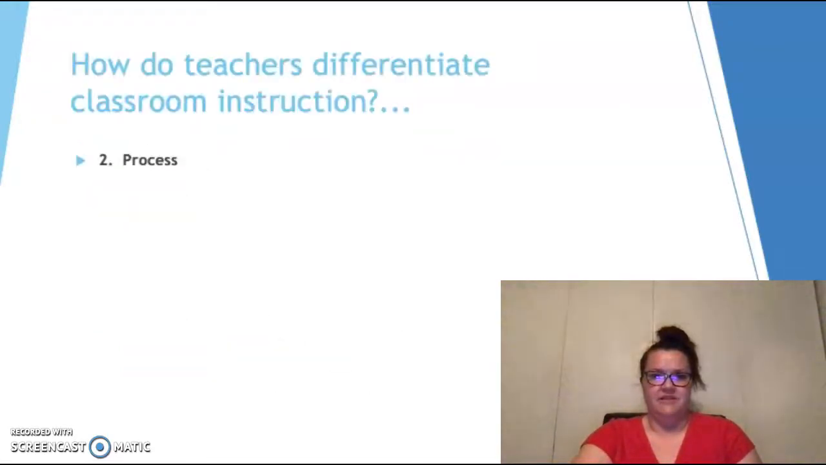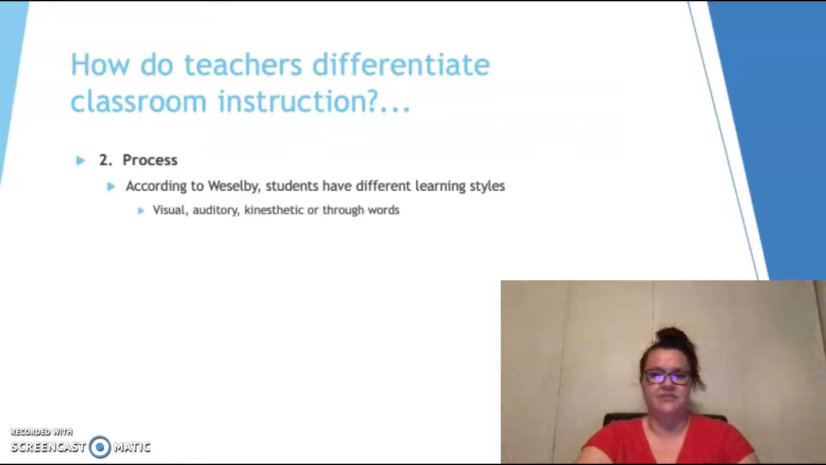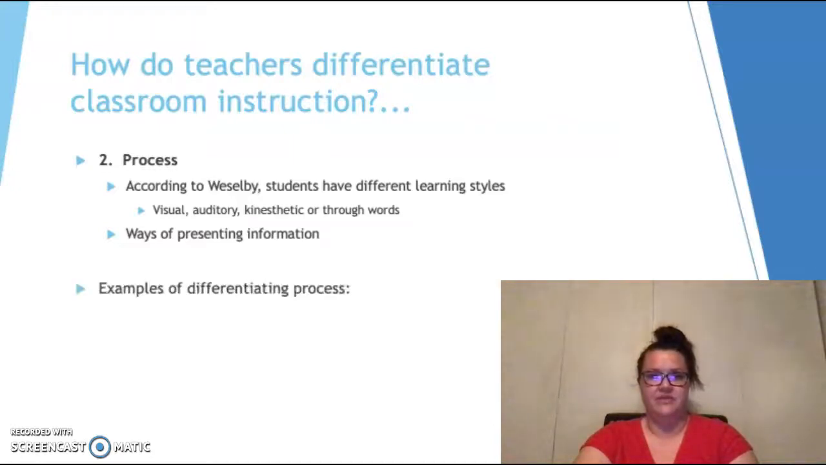Next is process. According to Wesselby, each student has a preferred learning style. With successful differentiation, teachers deliver material to each style. Learning styles can be visual, auditory, kinesthetic, or through words. There are different ways of presenting information. Addressing process showcases the fact that not all students require the same amount of attention from the teacher, and students could choose if they want to work in pairs, small groups, or individually.